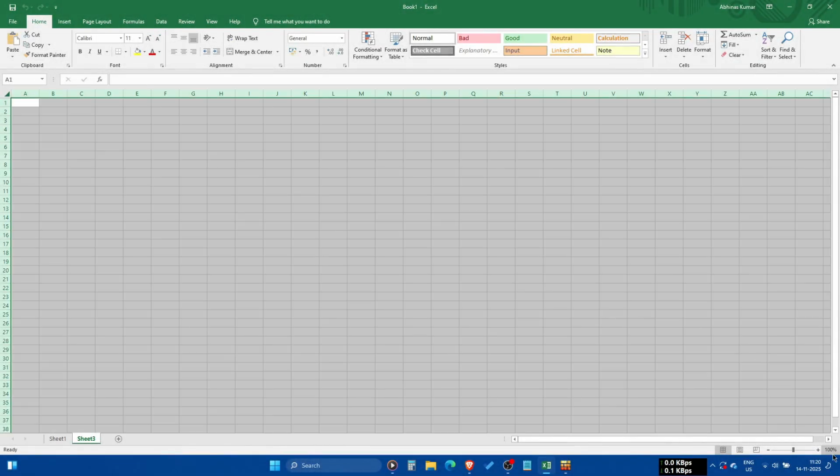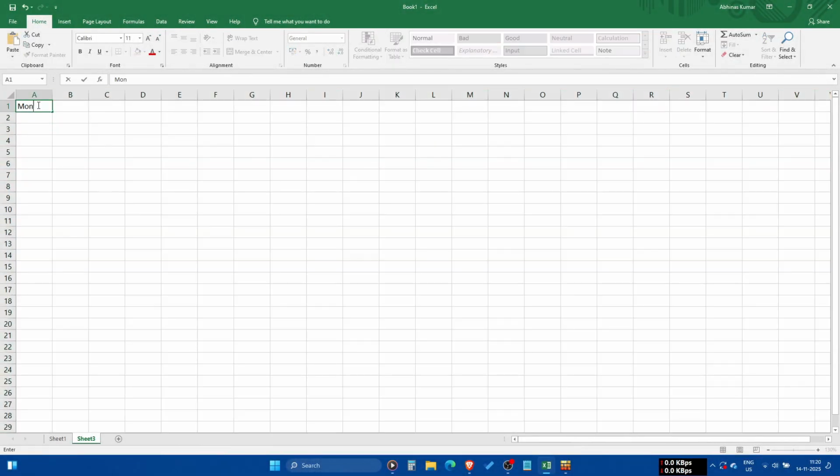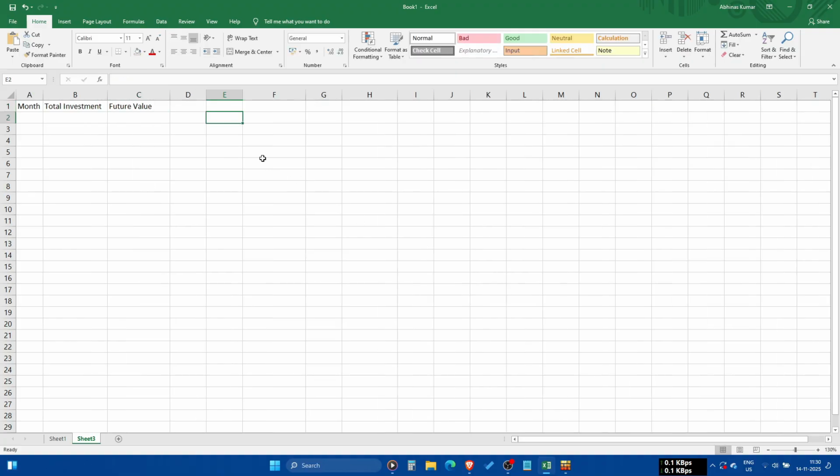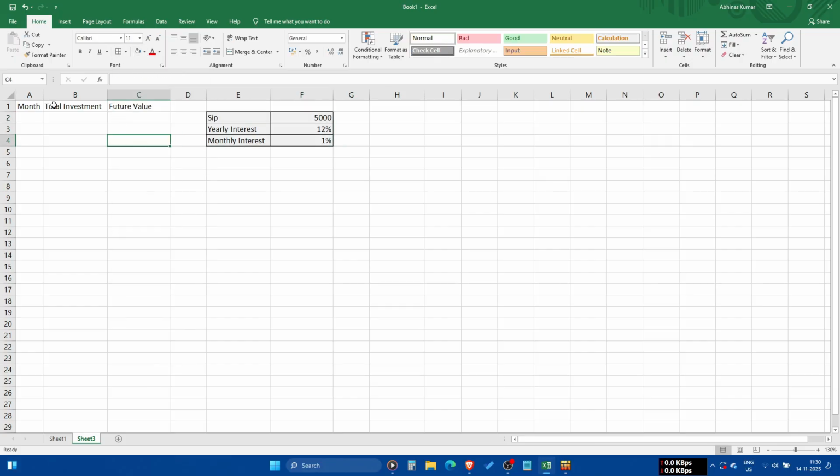First, open the Excel sheet. We will create 3 columns: month, total investment, and future value, which means the final amount after we get the interest. On the right side, create 3 rows: SIP, yearly interest, and monthly interest. We will invest a SIP of 5,000 rupees each month. If we expect a nominal rate of return of 12%, then on a monthly basis, it would be 1%, right?